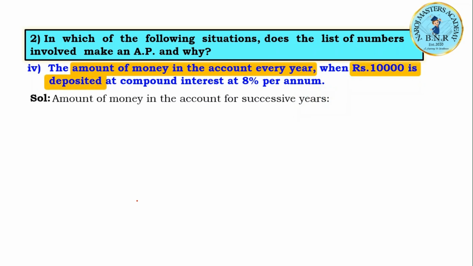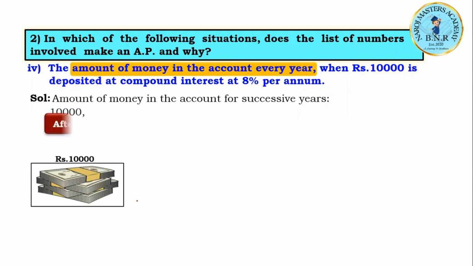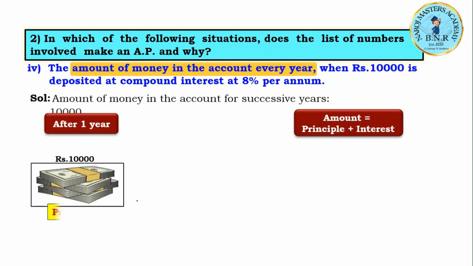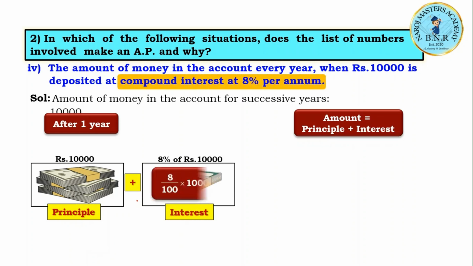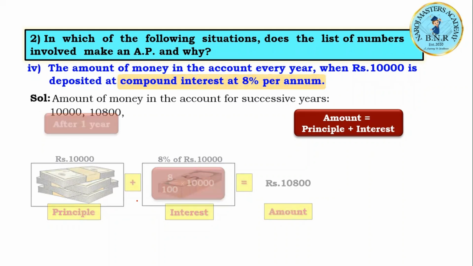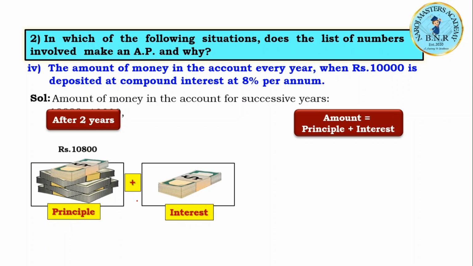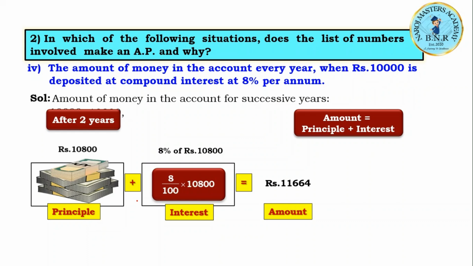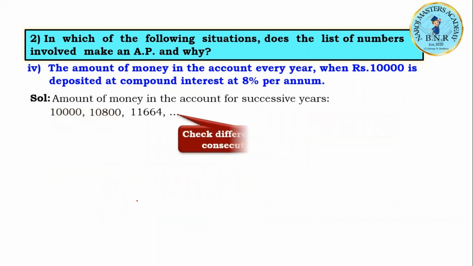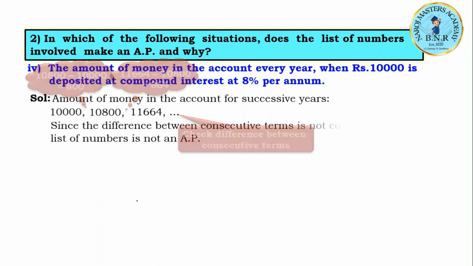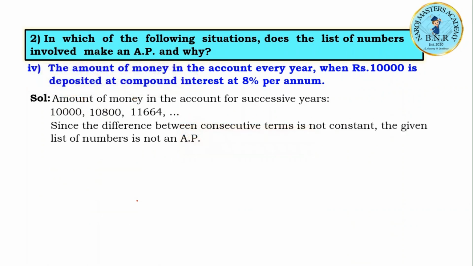Now the amount of money in the account for successive years. 10,000 rupees for the first year. After 1 year, the amount will be principal plus interest. The interest is 8%, am I right? 8% of 10,000 is 800 rupees, so the total amount will be 10,800 rupees. After the second year, 10,800 is the new principal plus interest, which is 8% of 10,800. So the value is 11,664. Now if you check the difference between the consecutive terms, 800 and 864, the difference is not the same. It means the given sequence does not form an AP.